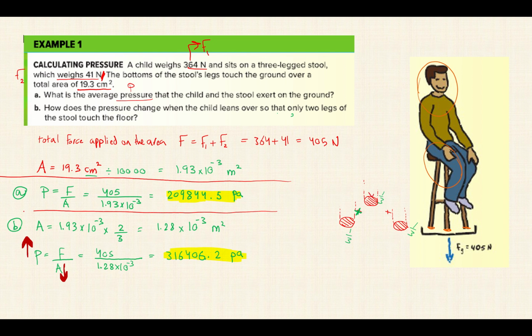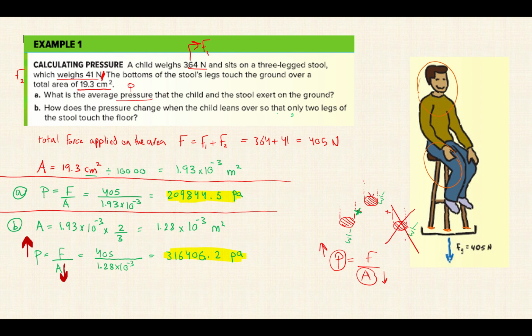In B it says, now this person leans over and only two legs touch the floor. So one of the legs was cancelled. That means that the area has decreased. And if you look at the equation, you can see that the relationship between the pressure and the area is an inverse relationship. One is in the numerator and the other is in the denominator. Here, the area decreased, so obviously the pressure will increase.